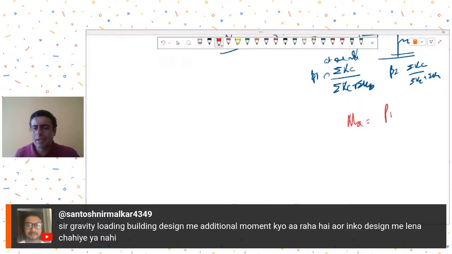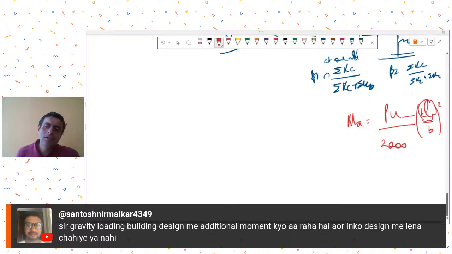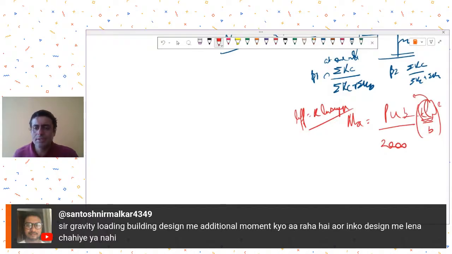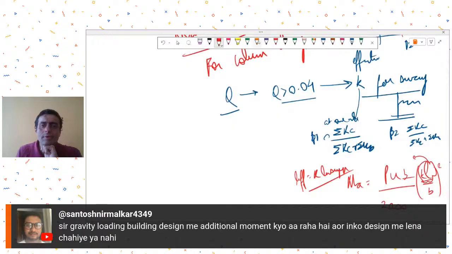There is a formula given, I think Pu upon 2000. I'm not remembering the formula correctly right now. Maybe something like this is the formula. Over here, the length needs to be taken as the effective length, and this will be K times the unsupported length. So this L effective gets put over here, and from here you get the additional moment, and for that additional moment you need to design your column. Suppose your Q is less than 0.04, then the condition is called a non-sway frame.